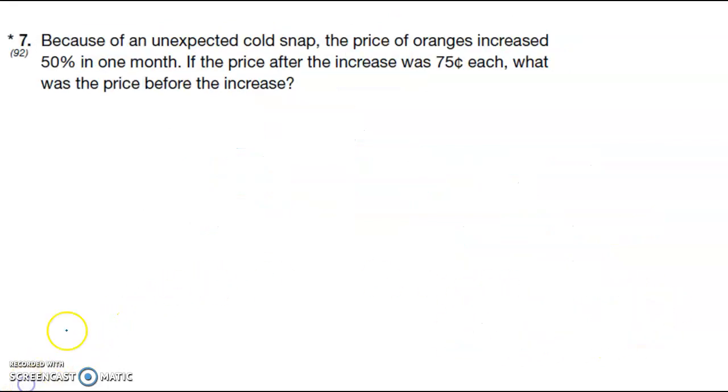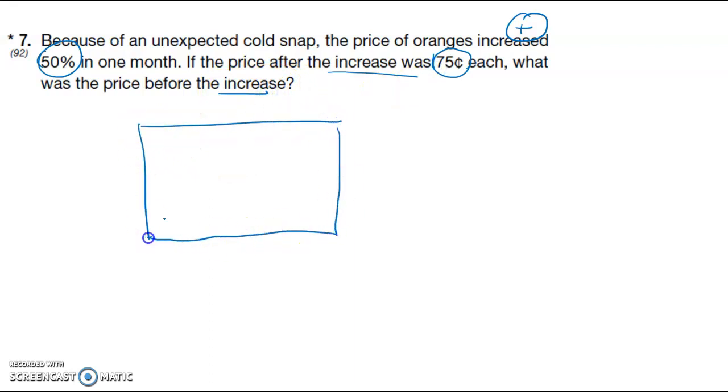Yay! Next one. Because of an unexpected cold snap, the price of oranges increases by 50% in 1 month. After the price was increased, if the price after the increase was 75 cents each, what was it before? Okay, again, same thing, still lesson 92. Original, change, new. Let's go ahead and make our ratio box.